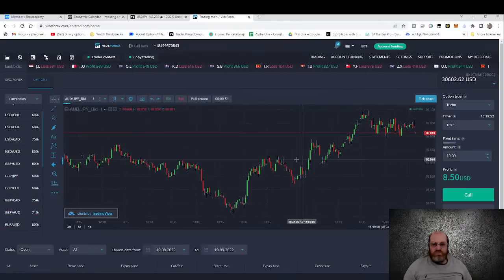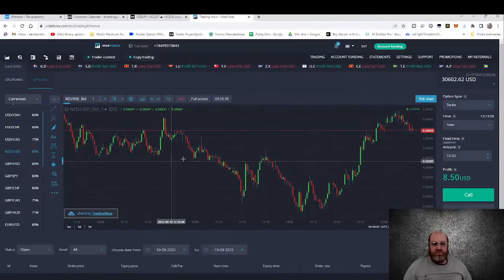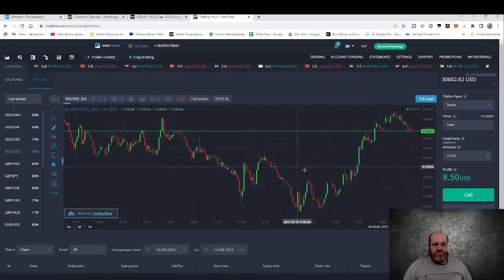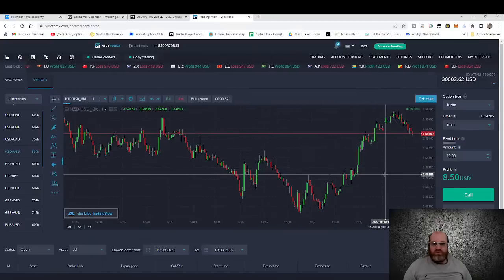The reason for that, I see some spikes in the market. You see from here and jump down here. I don't typically like that so much. Let's see New Zealand USD. This looks a little better. We have some jumping here also, but it's much better. So then let's zoom in.